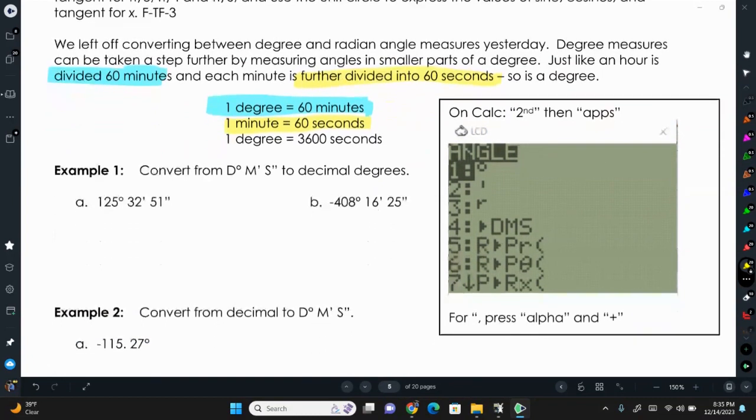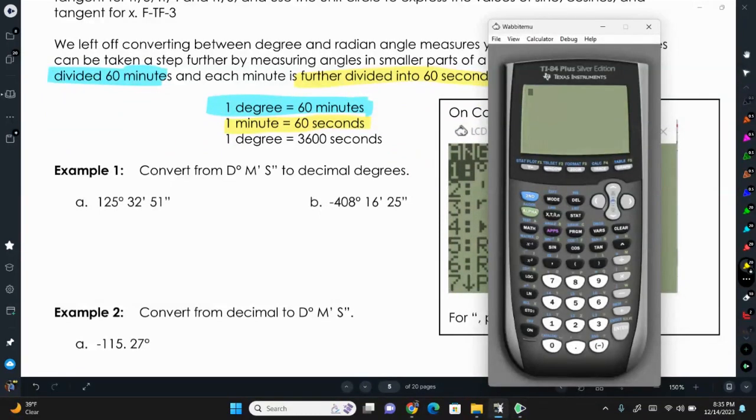So our calculator can convert from degrees, minutes, seconds to degrees, and vice versa. So if we press the second and the apps button, that will get us to this angle menu. The first thing is the degrees. Then that would be for minutes. And then this is if we were doing radians. And then this last one would be to convert to degrees, minutes, seconds.